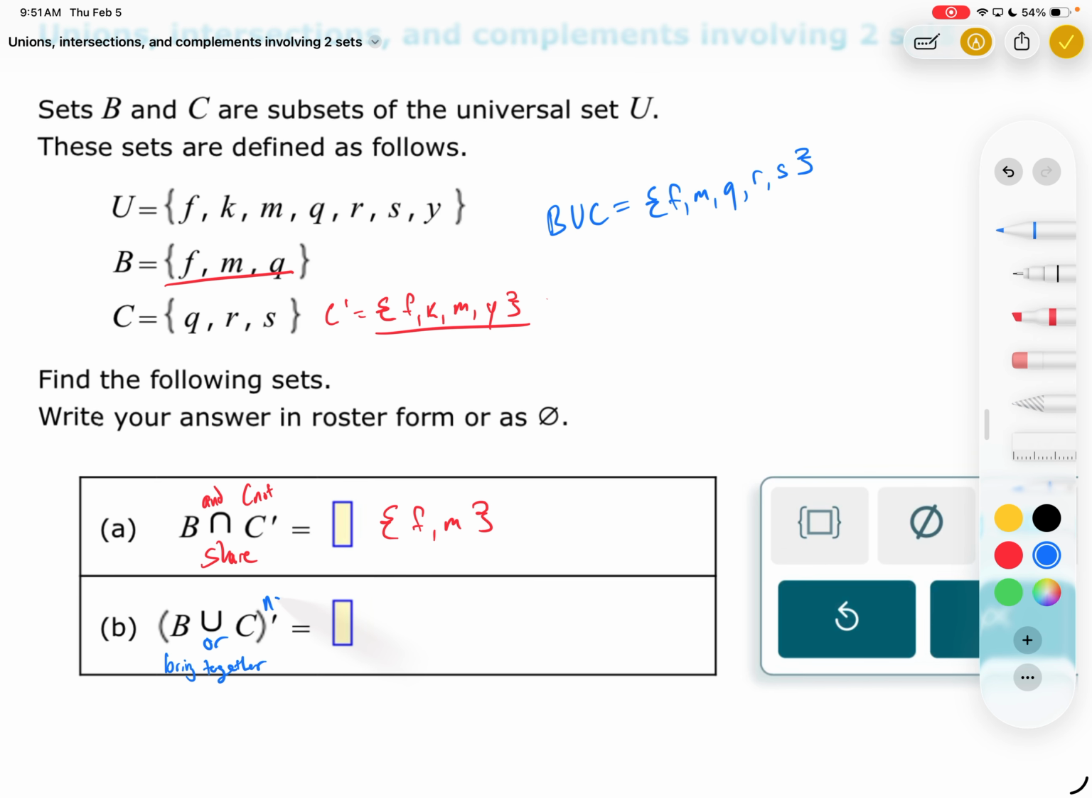Now I do the not of B or C, right? So this would be what's not in here. What's not in there? A K and a Y. F, K, M, Q, R, S, Y. So this is why it makes it so much easier if you write the first step down and then find it. This is something that's going to be tricky next week. That's why I'm emphasizing it now.